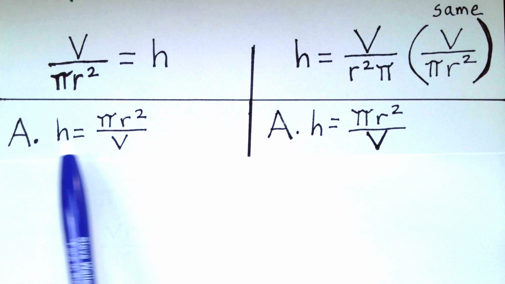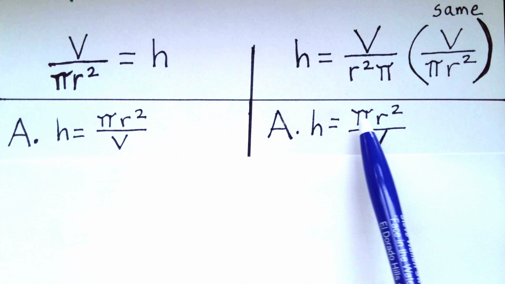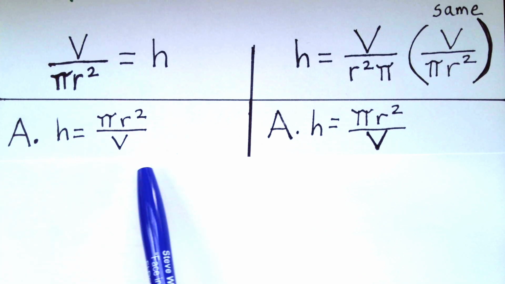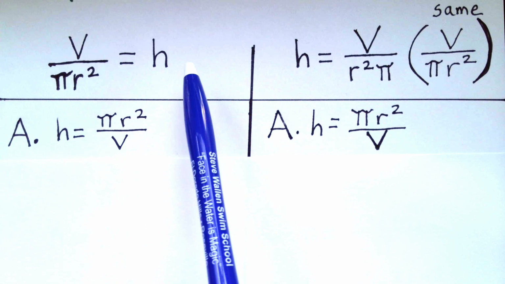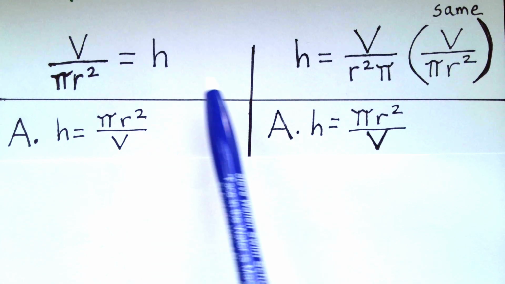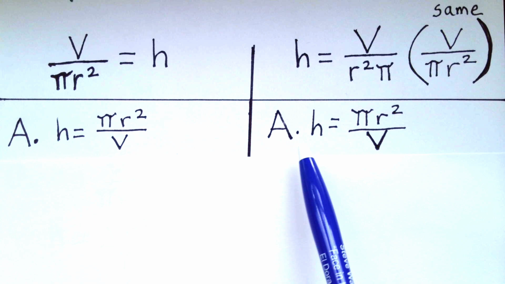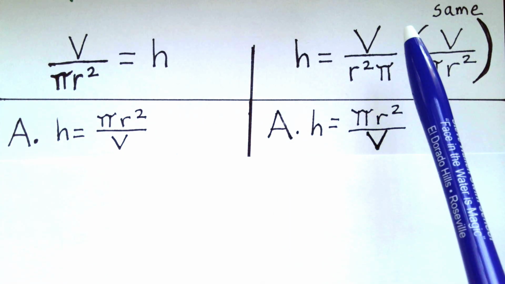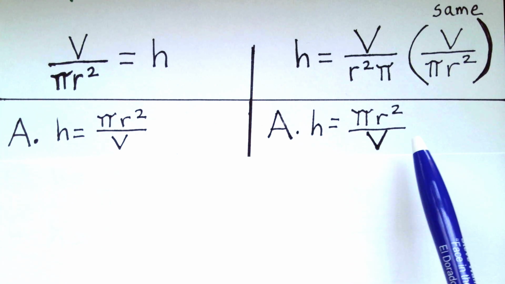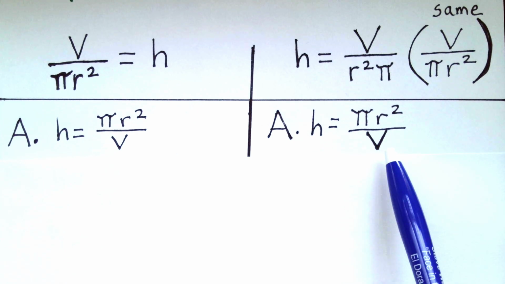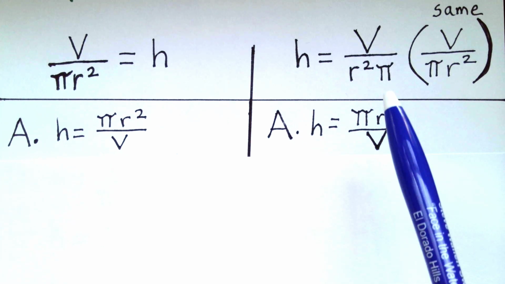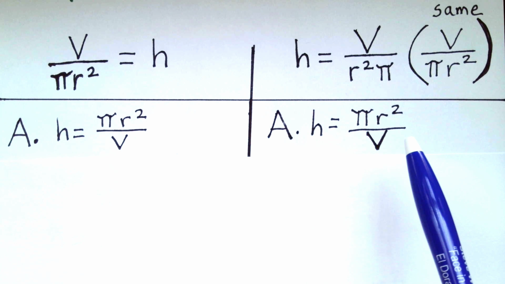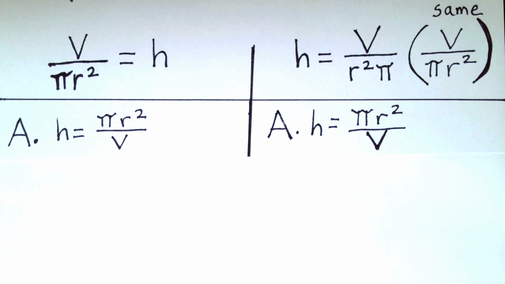Now, these are the options. For option A, H equals pi R squared divided by V. As you can see again, H is on the right side of the equal sign, and H is on the left side of the equal sign, which is what they showed us for A, B, C, and D. Now, do these look the same? No. Pi R squared is on the bottom part of the fraction, and the V, or volume, is on the top. That's the correct answer. So A is not the option.